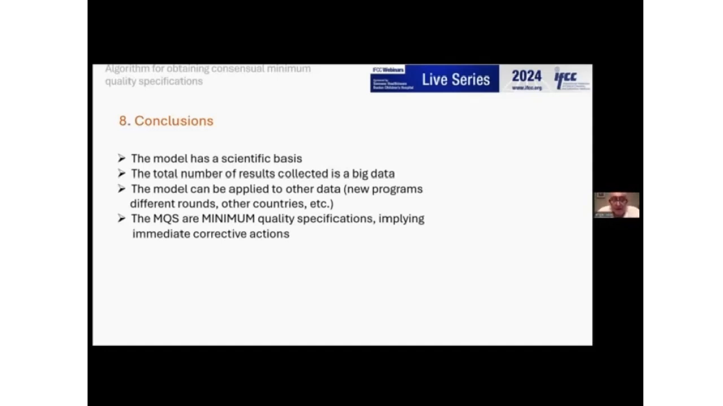I insist again on the most important point. These are minimum specifications that must be met. If they are not met, immediate corrective actions must be taken.